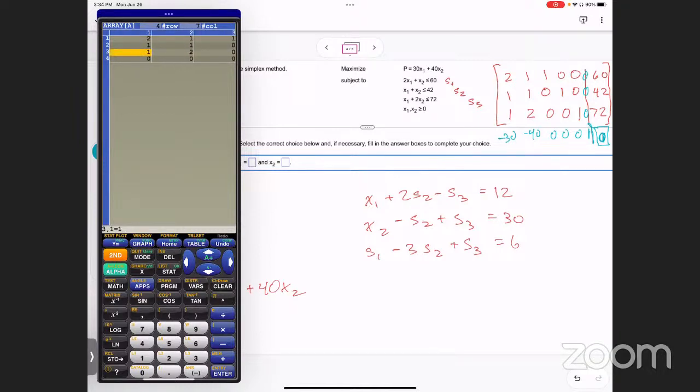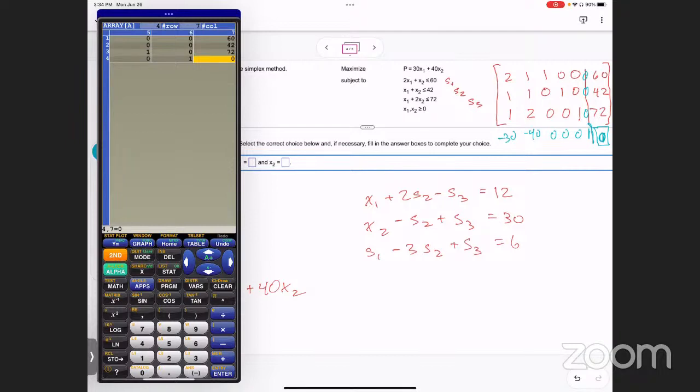See what I'm doing here? This is 1, 2, 0, 0, 1, now a 0, and then a 72. And that last column is where we put the -30, the -40, 0, 0, 0, then a 1. They do that because that's what they're solving for, P. This is like the P equation, the profit equation at the bottom.